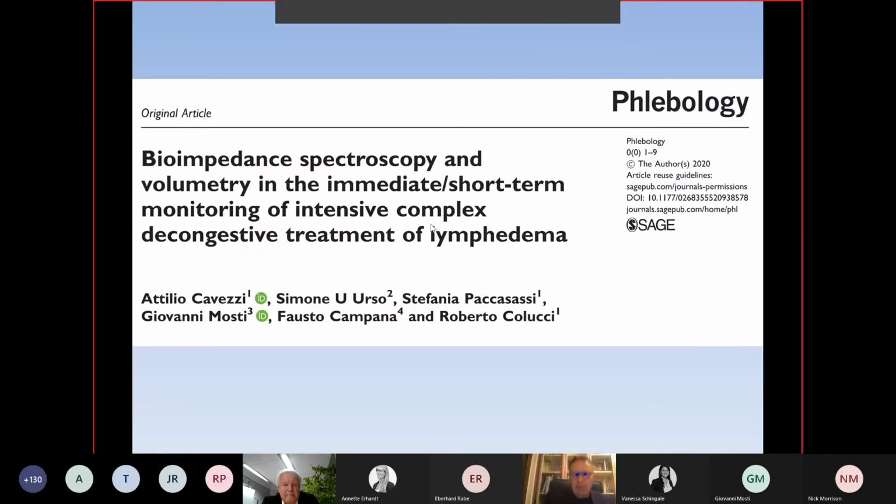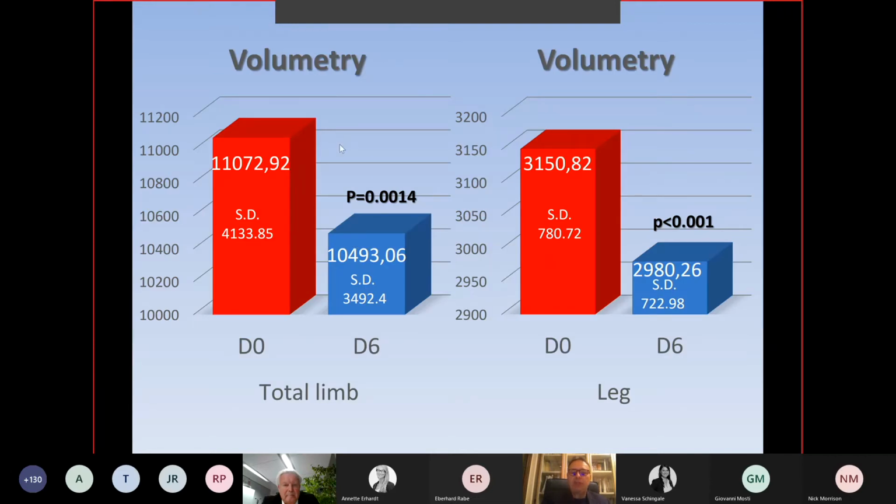Then we investigated the complex decongestive treatment of lymphedema, which included, of course, in this case, bandaging and manual lymphatic drainage and so on. We investigated with volumetry and with bioimpedance. After a 6-day course of the complex decongestive treatment, we had volumetry reduction both in the total limb and in the lower leg, which was statistically significant, as you can see here. So now we are talking about volumetry.